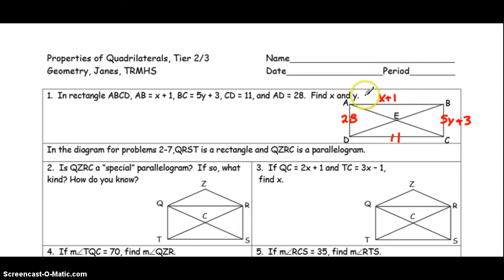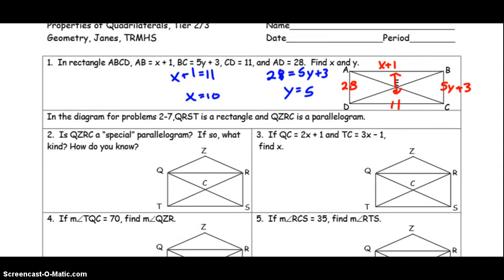Now what do I know about a rectangle that will help me? Well, I know that any parallelogram, such as a rectangle, has congruent opposite sides. So x plus 1 is congruent or equal to 11, and 28 is equal to 5y plus 3. So we set up our equations. x plus 1 equals 11, and 28 equals 5y plus 3. If you solve these, you will get x equals 10, and y equals 5.